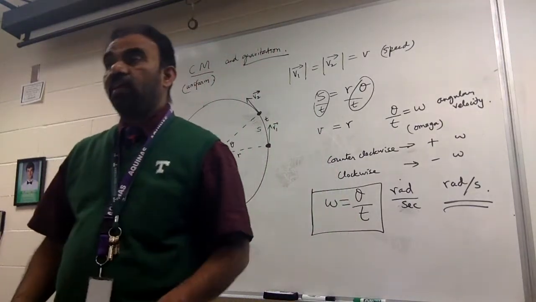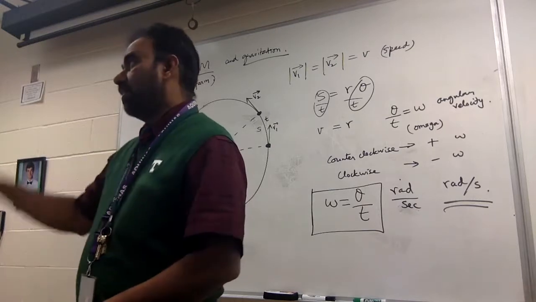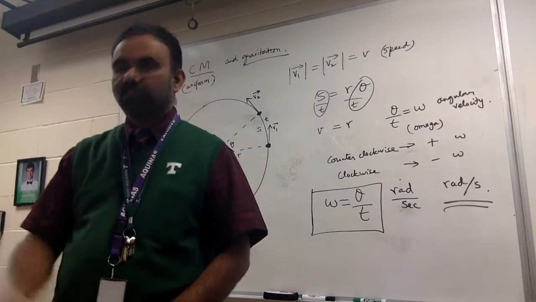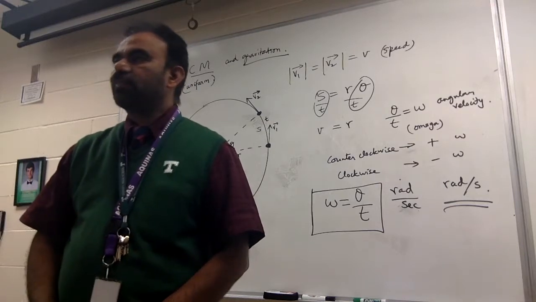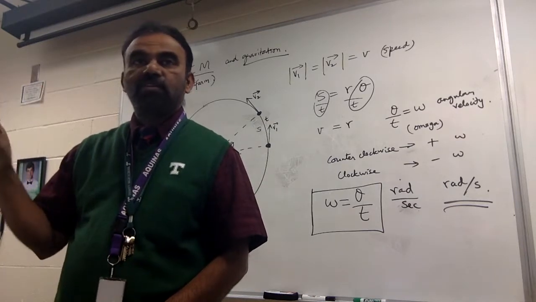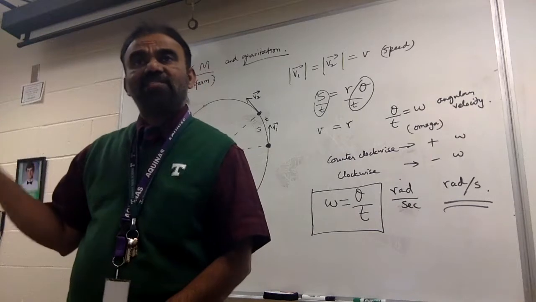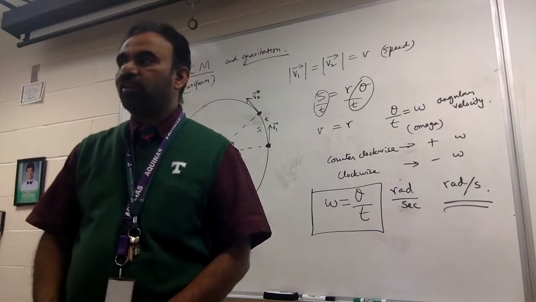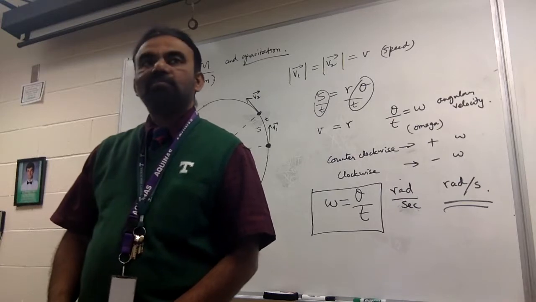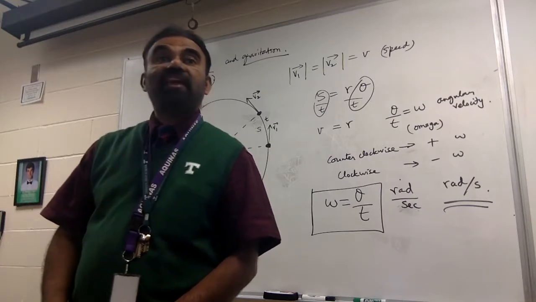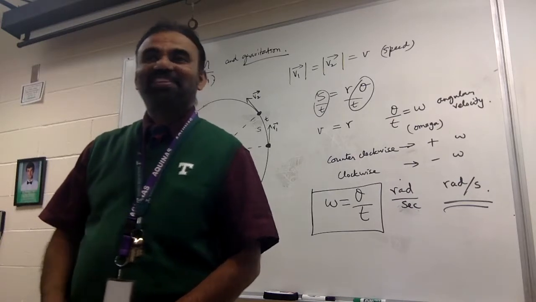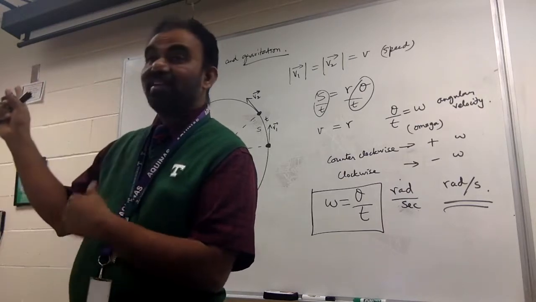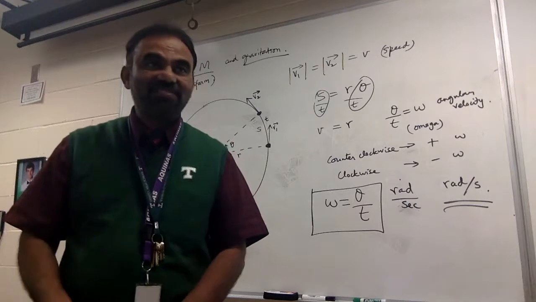Find the angular velocity of the seconds hand of the clock. Is the seconds hand going in circular motion? Yeah, it is. Then you should be able to find out. The seconds hand, not the second hand. There are three hands over there: hour hand, minute hand, and seconds hand.